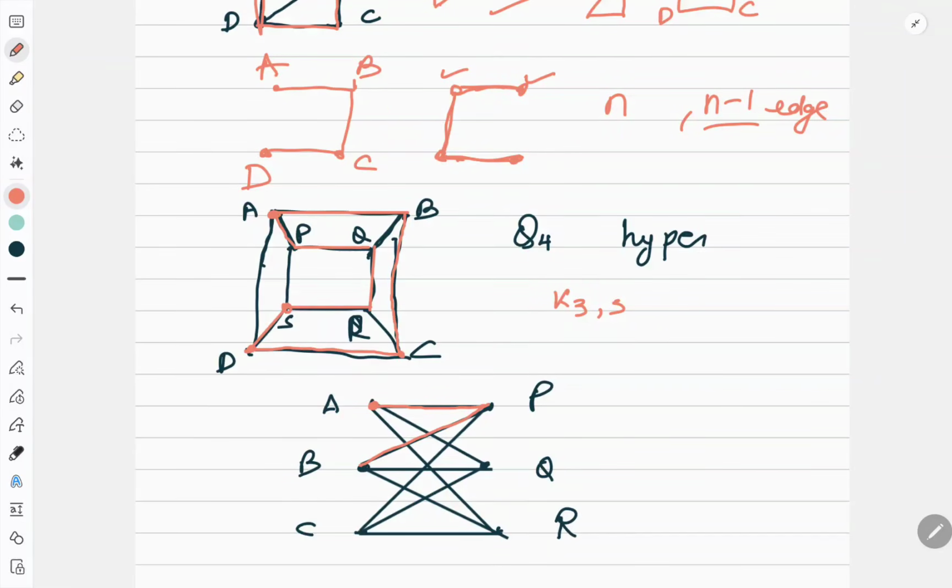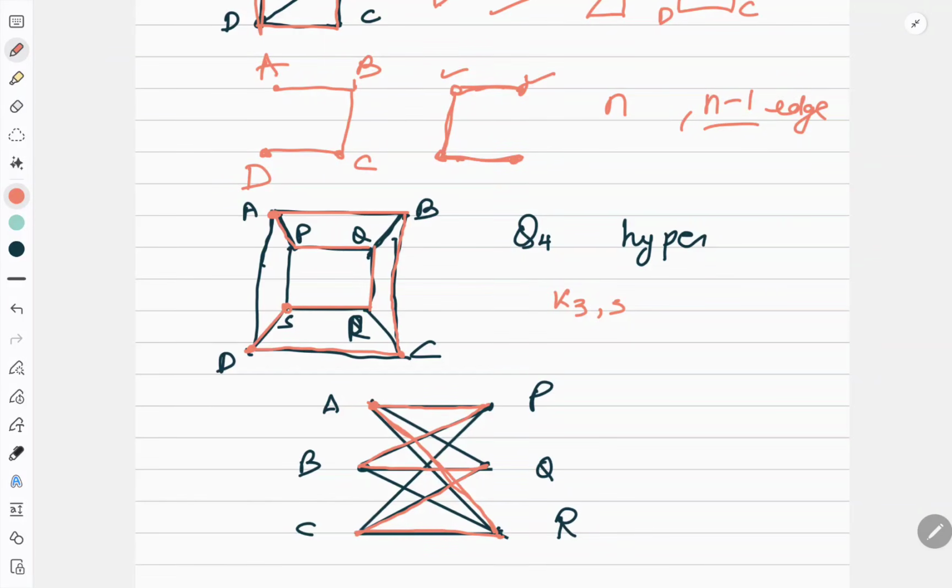From P I can go to B. From B I can go to Q. From Q I can go to C. From C I can go to R. Okay, so I started from A, B, Q, then Q to C and C to R, right? Now from R I can directly go on this path. I should not take this one, because if I take it, I am going back to B, which is not allowed. I should reach back to A. So from here I will directly go to A.